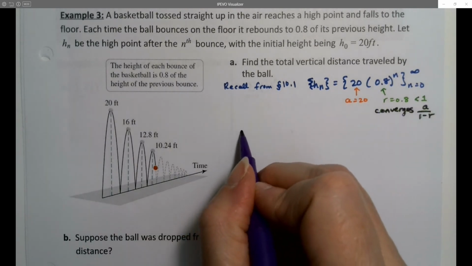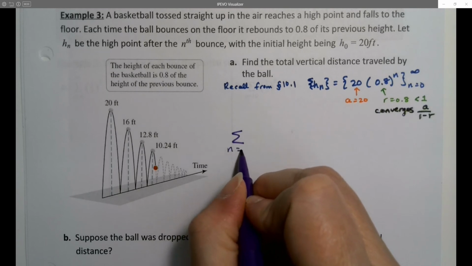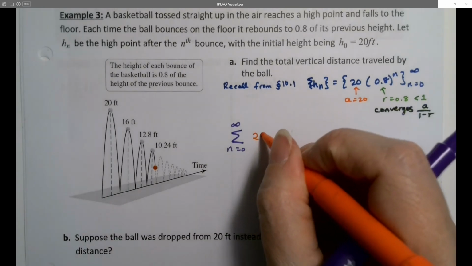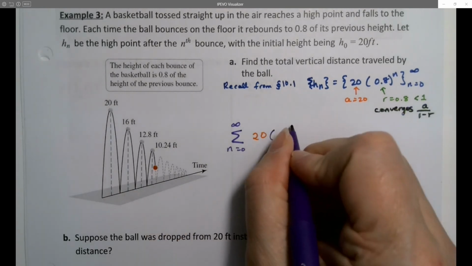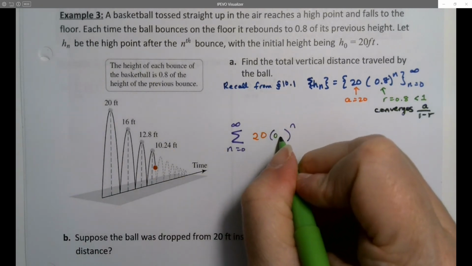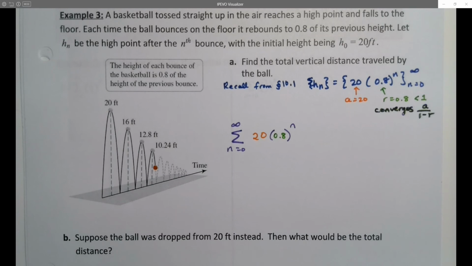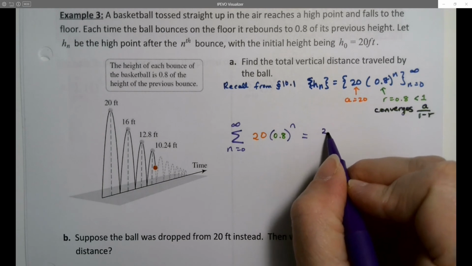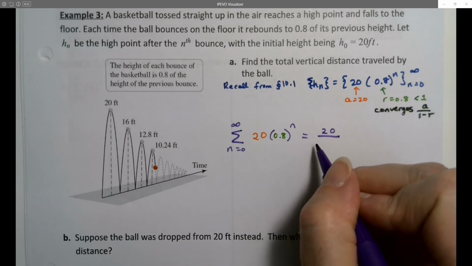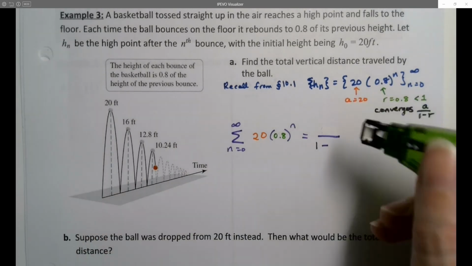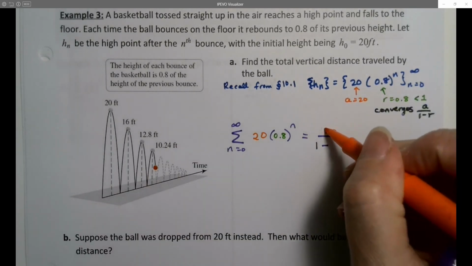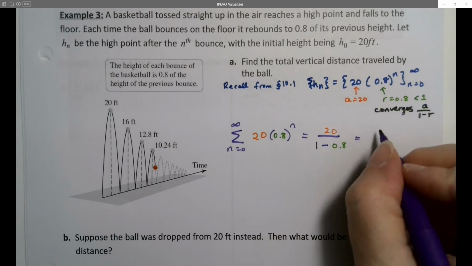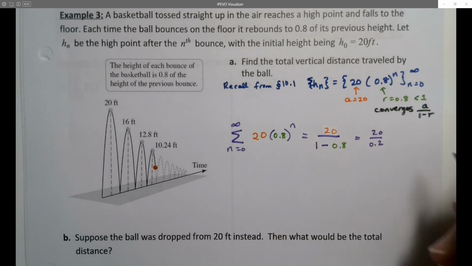So that means that my formula, the sum from 0 to infinity of 20 times 0.8 to the n, would be equal to 20 over 1 minus 0.8. That would be 20 over 0.2, which is 100.